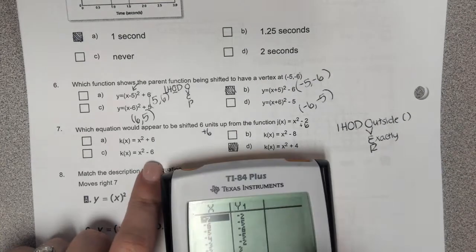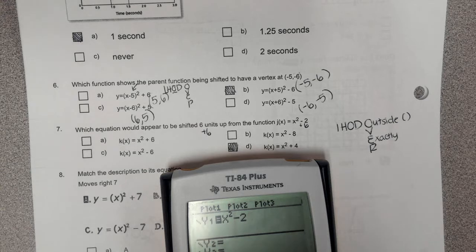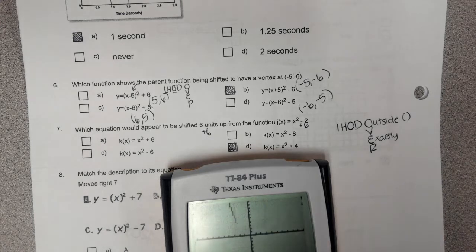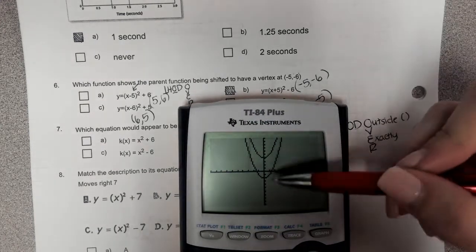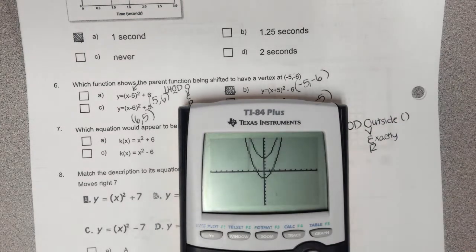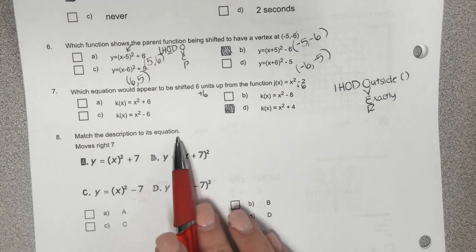And you could check. If I plug in the original, which is x squared minus 2, and then what I think is the answer, x squared plus 4, look at the graph. There's the original, there's the new one. I'm going up 1, 2, 3, 4, 5, 6. Perfect.